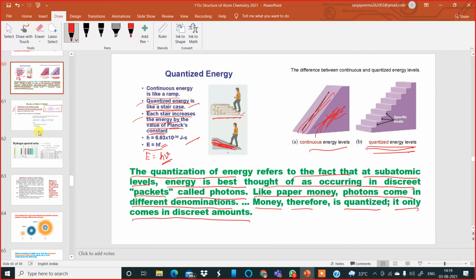Now, the quantization of energy refers to the fact that at subatomic levels, energy is best thought of as occurring in discrete packets, which are called photons. Like paper money, which we use in today's life, photons come in different denominations: 1n, 2n, 3n, and so on. Money, therefore, is quantized. It only comes in discrete amounts. So, that is the meaning of quantization of energy.